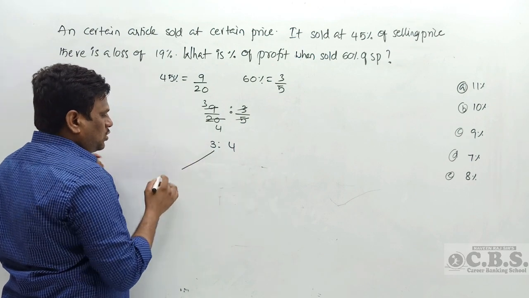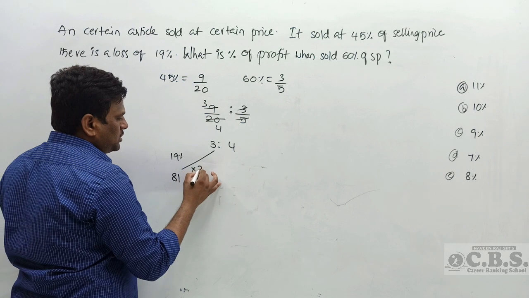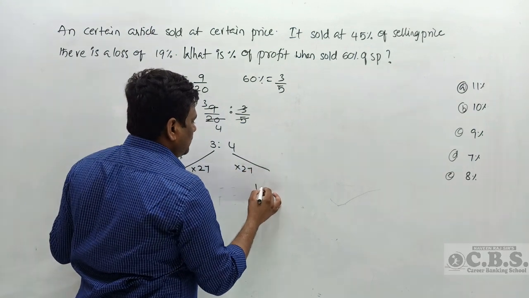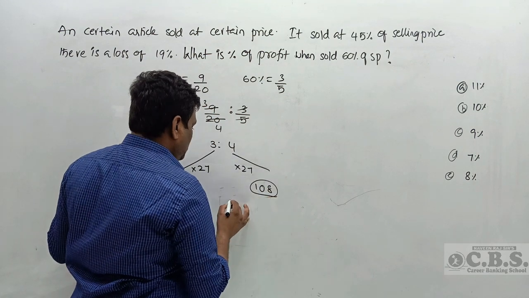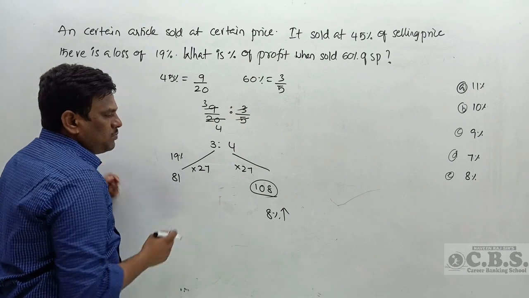So therefore the first one, how much loss? 19% loss. It means how much? 81. How many times did it reach? 27 times. So therefore it is also 27 times. 27 4s are how much? 108. So how much above 100? 8% profit. Okay, how much is the answer? 8% is the right answer.